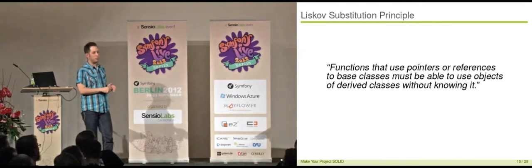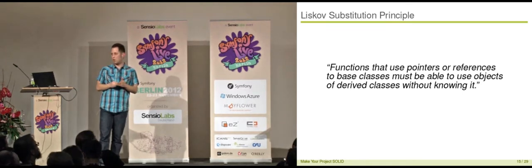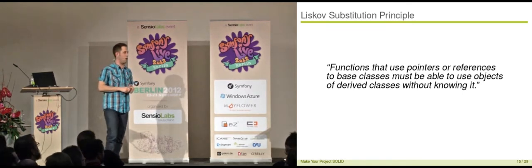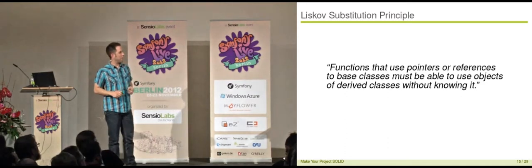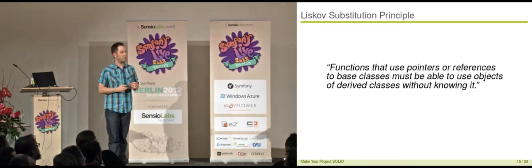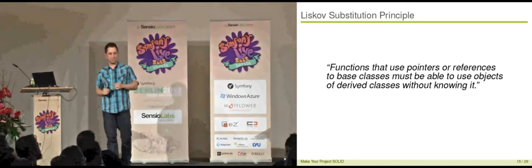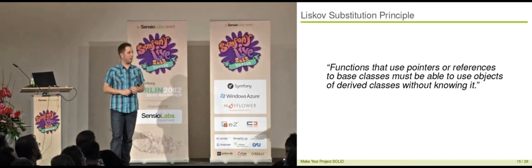There's also the Liskov substitution principle, and that is, from my experience as a trainer, one of the things that is most done incorrectly, especially in the PHP world. So what does it say? It says functions that use pointers or references to base classes must be able to use objects of derived classes without knowing it. Let's look into an example.